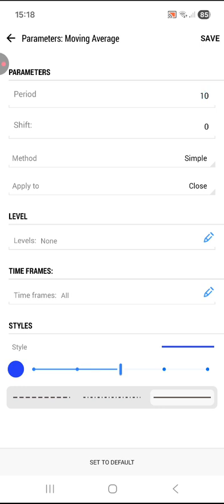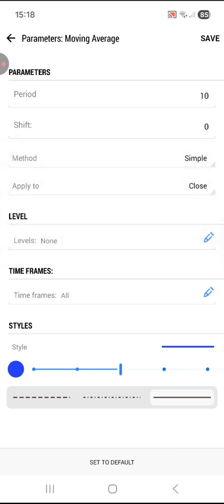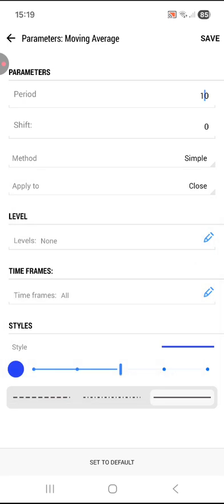So again, this is just the moving average. The period should be 10. So it goes back 10 candles. And it's a simple moving average, not an exponential, not a smoothed. I just like to keep it a simple moving average. And we apply it to the close of the last 10 candles. We want the average price that it closed at for the last 10 candles. So that's what the simple moving average is.